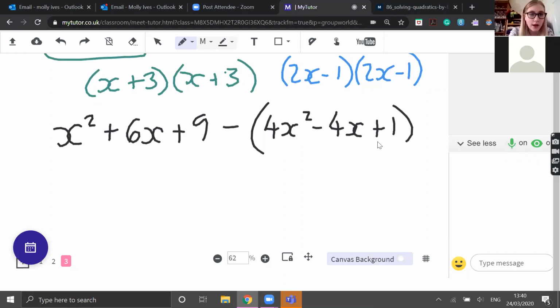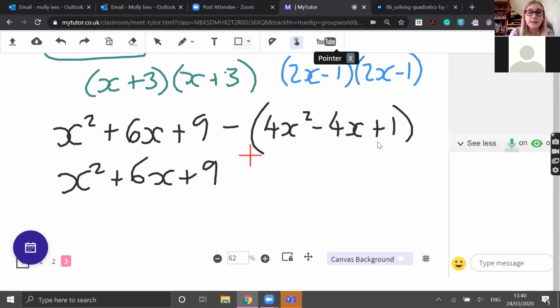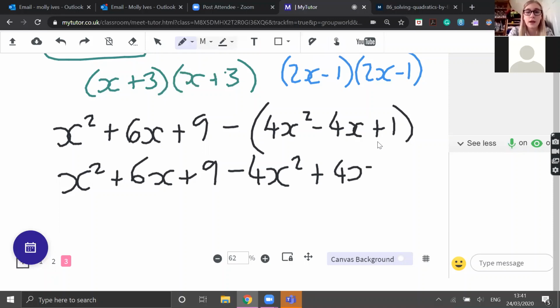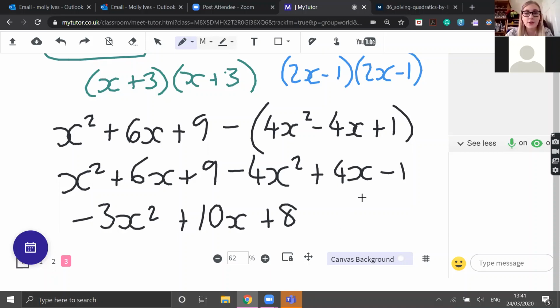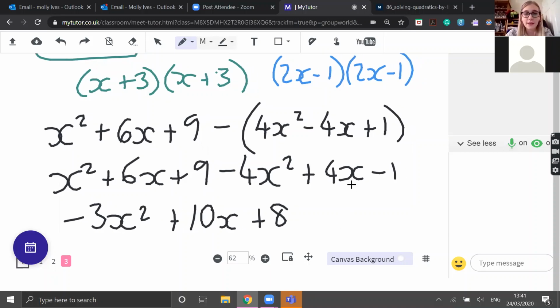And then what we do is, because this whole thing is minus, if this was a 2 here, we'd expand everything by 2. We'd factor it out. But here, this is minus, so it's like factoring everything out by minus 1. So we get minus 4x squared, and then minus 4x. So applying this minus to here, that gives us positive 4x. And then minus 1. Combine all of these terms, so we get minus 3x squared plus 10x plus 8. So hopefully that kind of makes sense as to where that comes from.